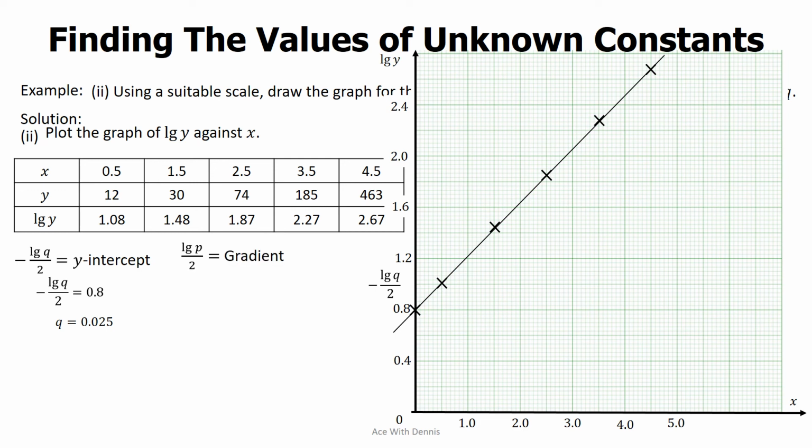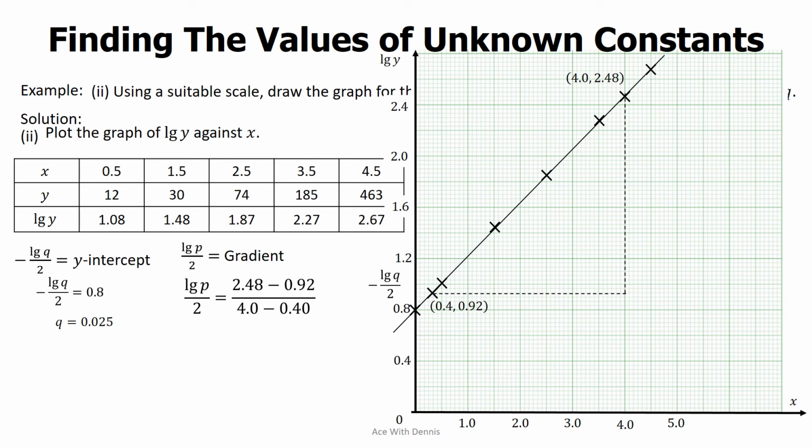Okay, we also know that log q over 2 is the gradient. So we choose 2 points, which are easy to read the coordinates, and they should not be any points from the table. So let's say I choose this point. The coordinates are 4.0 and 2.48, and this is the second point. The coordinates are 0.4, 0.92. Okay, draw a right angle triangle to represent we are finding the gradient.